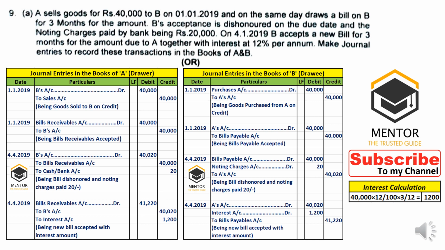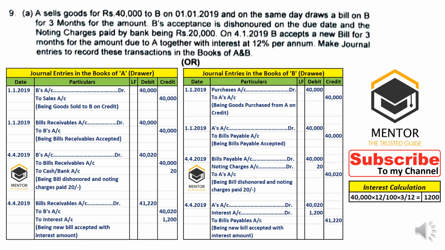B's account got closed when the bill was accepted. Now, dishonoured, B's account will again open. B's account debit 40,000, 20 rupees we are writing. Why? We are taking 20 rupees as noting charges. To bills receivable, which gets closed, 40,000, to cash or bank 20 rupees as noting charges, being bill dishonoured. In the books of B, what is the entry? Bills payable account debit, noting charges account debit to A's account. Since noting charges is an expenditure for whom? B. He has to pay along with the bill amount. So what is happening now? Creditor account, A's account has been opened with 40,200.